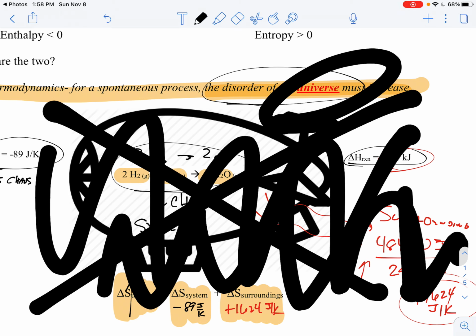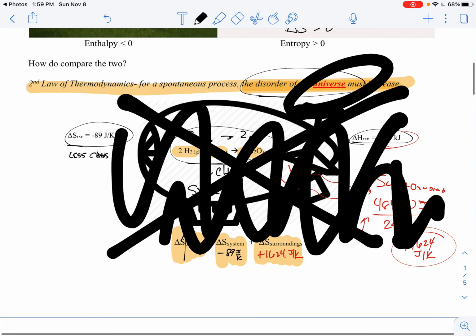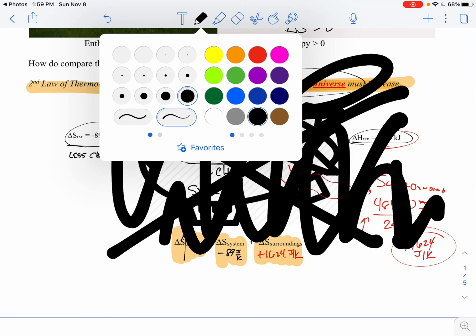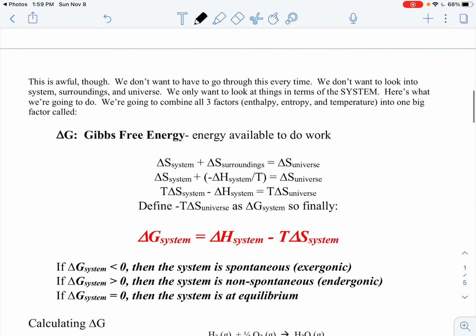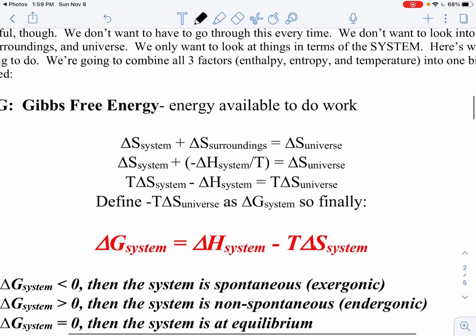We don't want to do things in terms of the universe. Sure, that's what the universe demands, but we need to work around this problem. I don't want to start doing all of these problems in terms of the universe. We want to do problems in terms of the system. That's what we care about. So how can we arrange all of our information so that instead of doing things in terms of system, surroundings, and universe, we instead just look at the system?